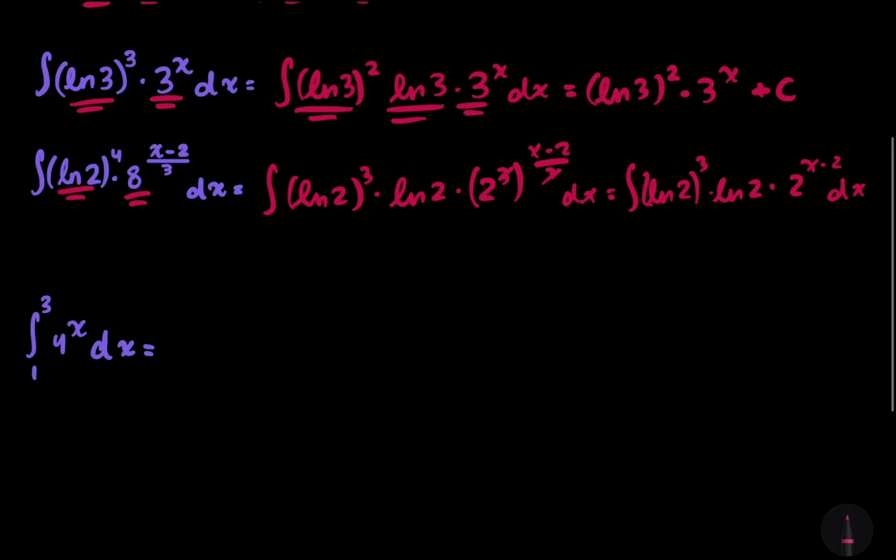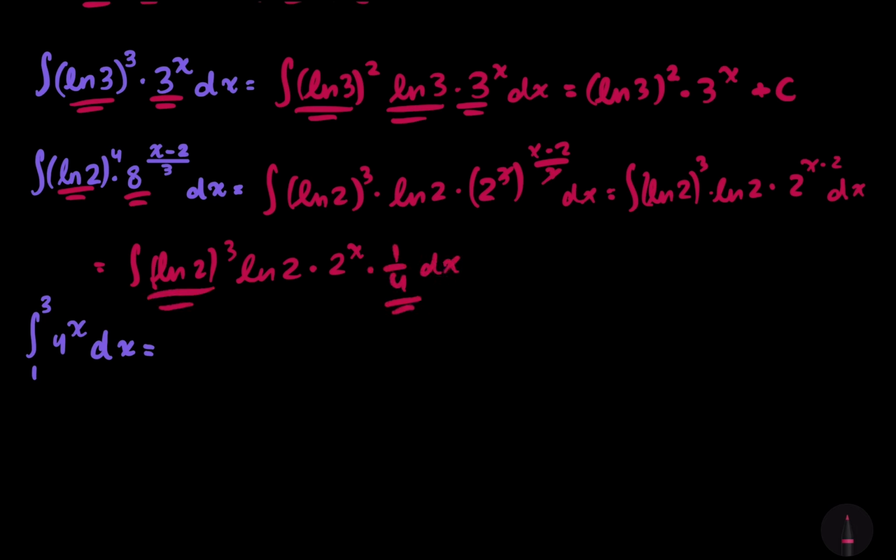And now just a little bit more manipulation, we can write this as the integral of the natural log of 2 cubed times the natural log of 2. And then over here, 2 to the x minus 2, we can write that as 2 to the x times 2 to the negative 2, but that's just going to be equal to 1 over 4, right, dx. And so this 1 over 4 over here, this natural log of 2 to the third, those are just going to be some scaling factors.